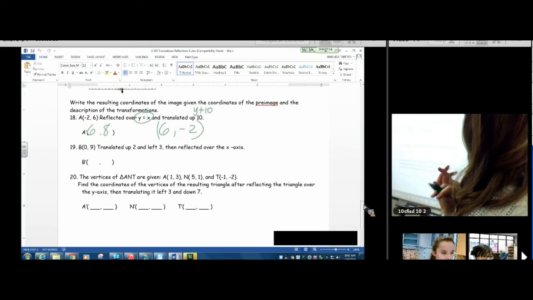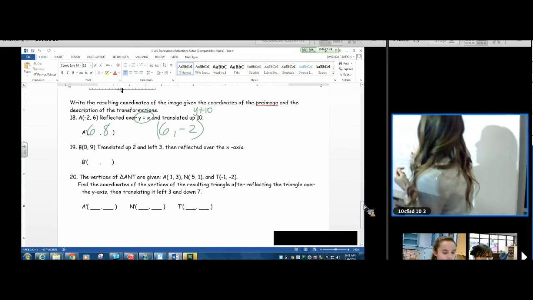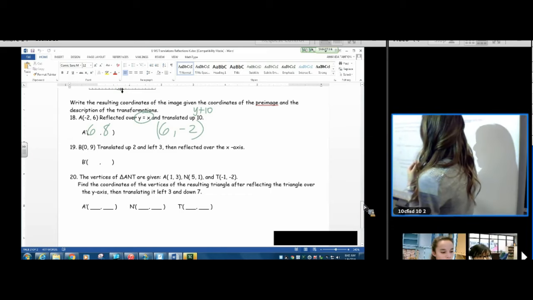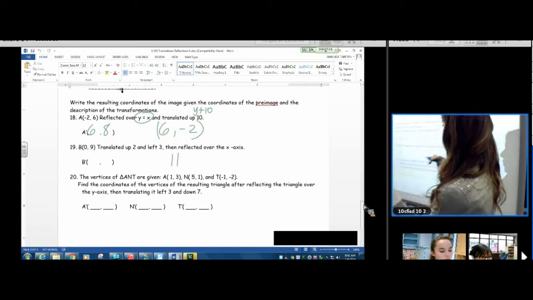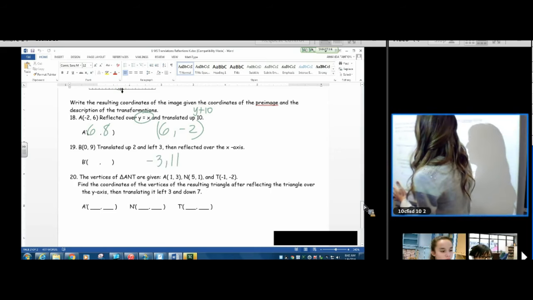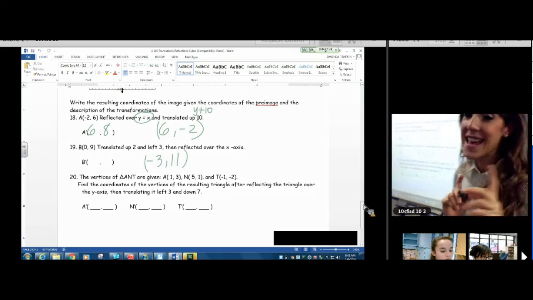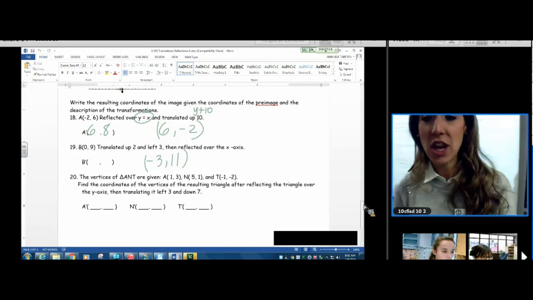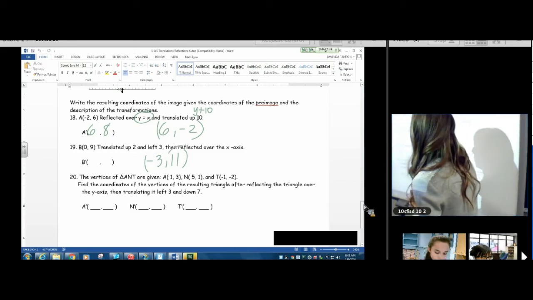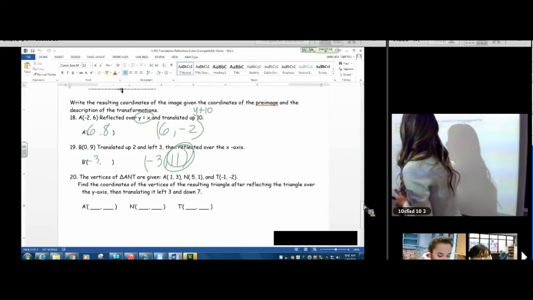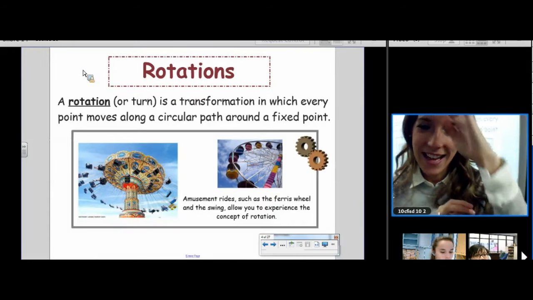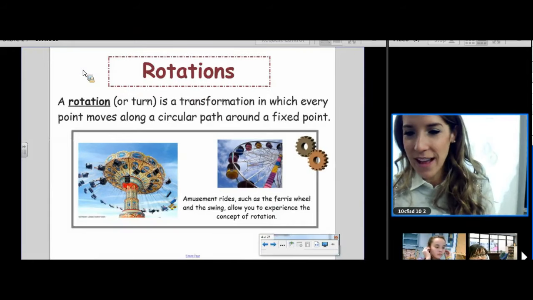19. 0, 9, translated up 2 and left 3. So up 2 changes the 9 into an 11, and left 3 changes the 0 into a -3. Then I want to reflect it over the x-axis. Remember, reflect over the x, change the y. So I'm going to change the y. -3, -11.